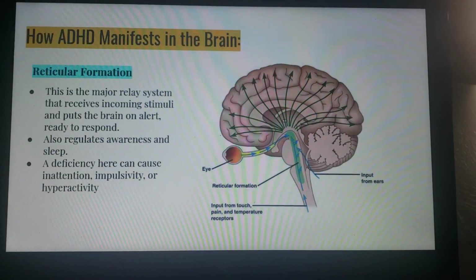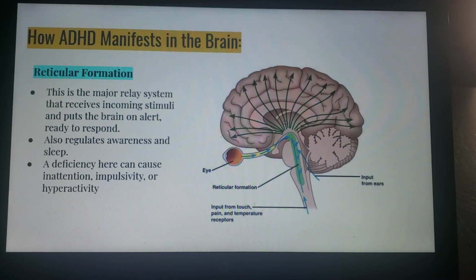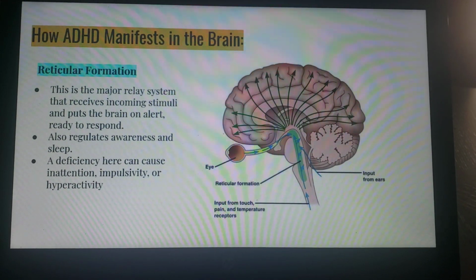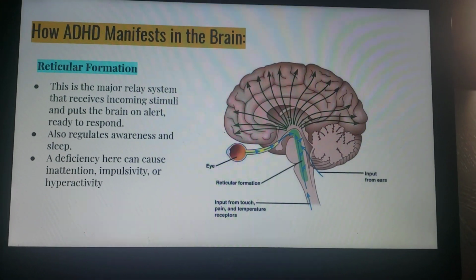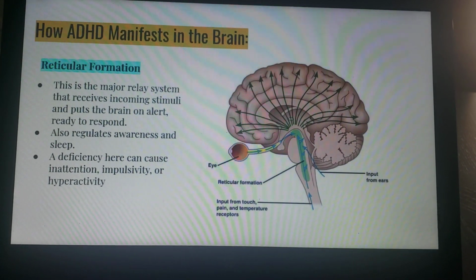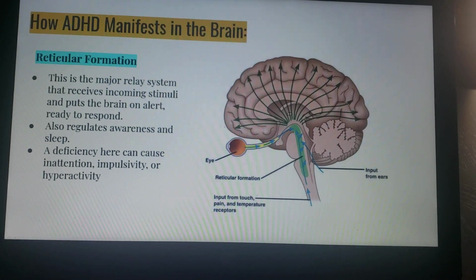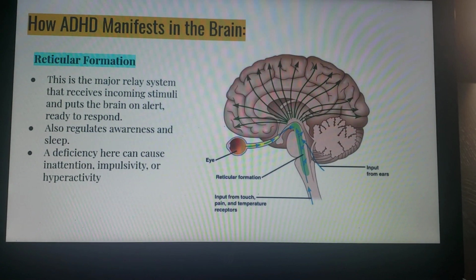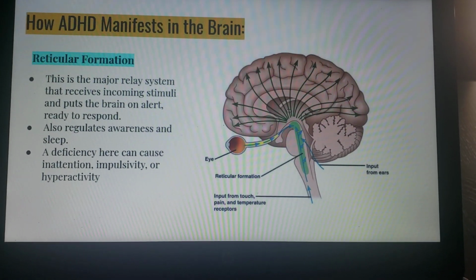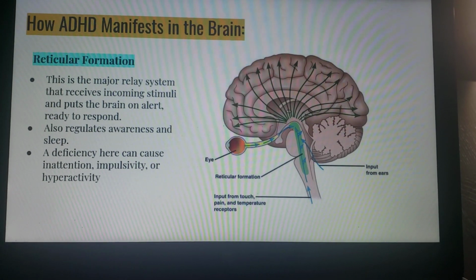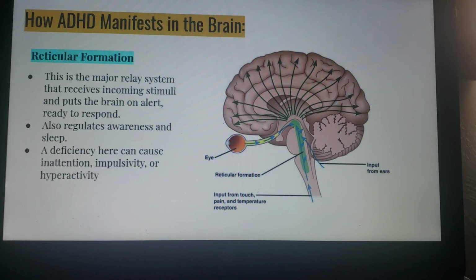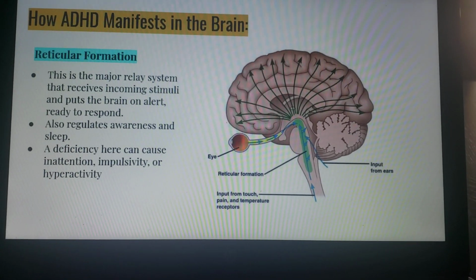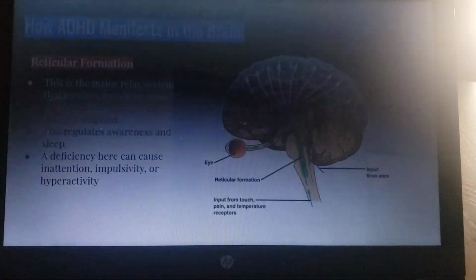Reticular formation. Now, this is a major relay system that receives incoming stimuli, and it puts the brain on alert, ready to respond. It also regulates awareness and sleep. A deficiency here can cause inattention, impulsivity, or hyperactivity. Okay, so it's taking in information from stimuli, from touch, pain, what they see, what is heard.